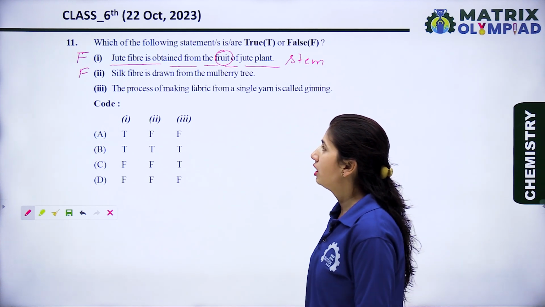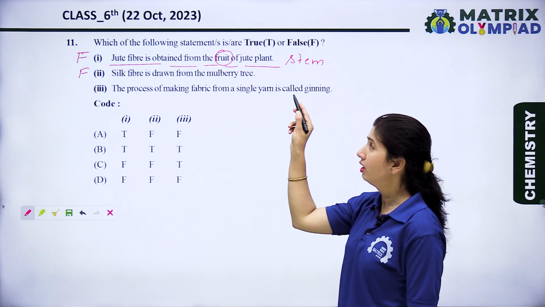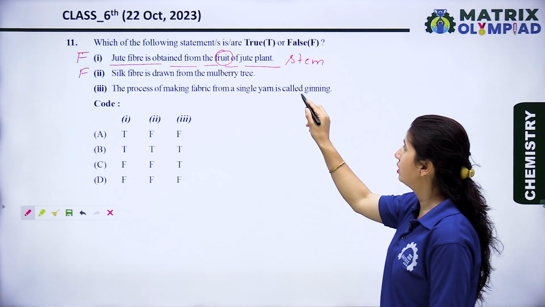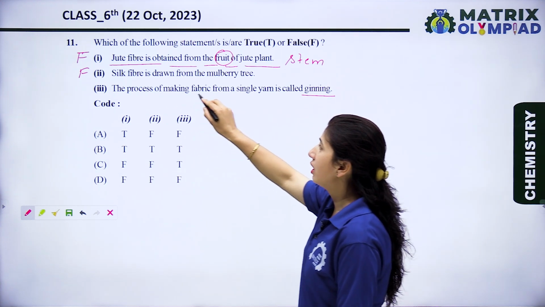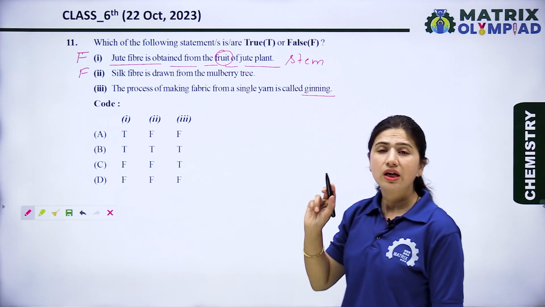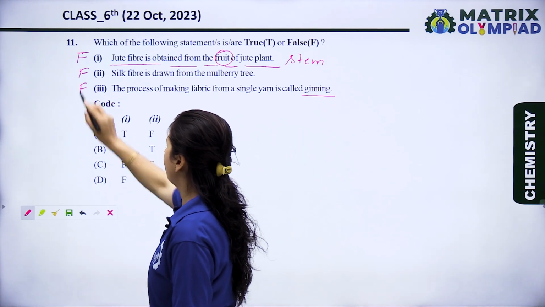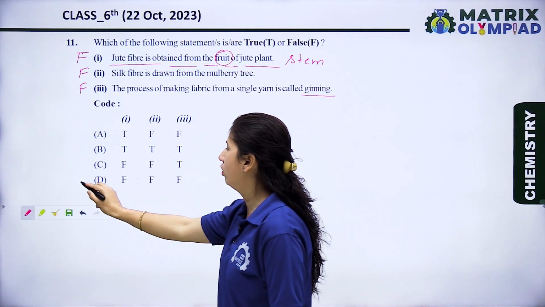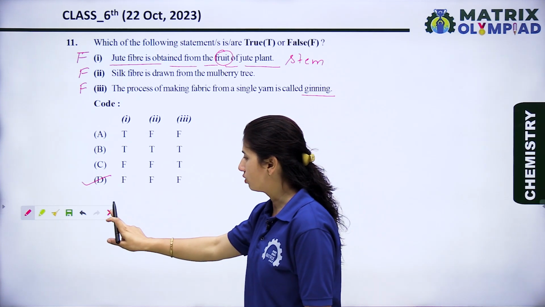Next, third: the process of making fabric from a single yarn is called ginning. No, this is also a false statement. The process of making fabric from a single yarn is called knitting. So it is also a false statement. So false, false and false means option D is the right option for this question.